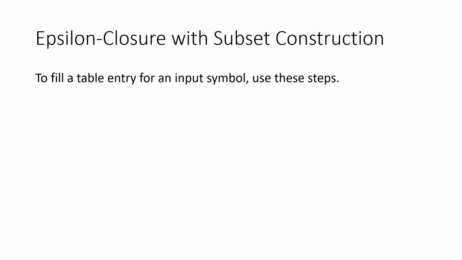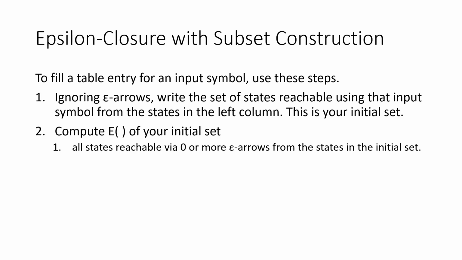So to fill a table entry for an input symbol, you're going to use these steps. 1, ignoring epsilon arrows, write down the set of states reached using that input from the states in the left column. This is something that we've done already because we had no epsilon arrows to ignore. Then you're going to toggle and compute the epsilon closure of this initial set.